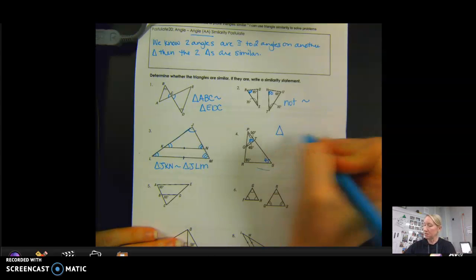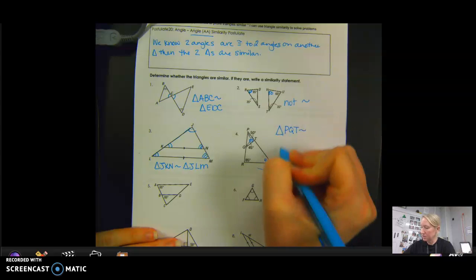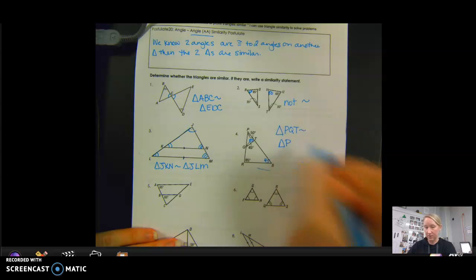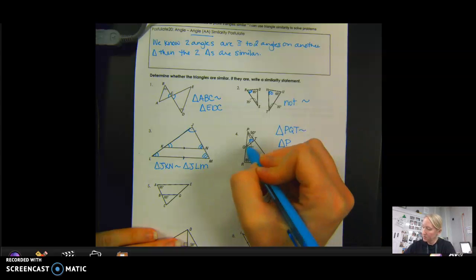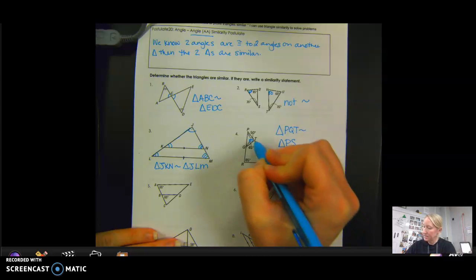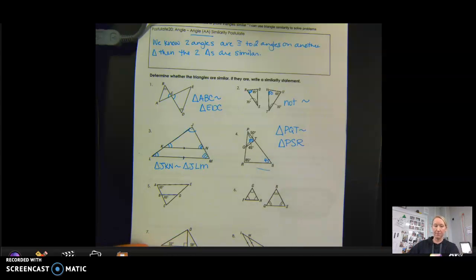So they are similar. Triangle PQT is similar to triangle. P was my 50 degrees on the small one, it's my 50 degrees on the big one. Q was my 45 degrees, so it matches up with S, my 45. And T is my 85, so that matches up with R, my 85 on that one.